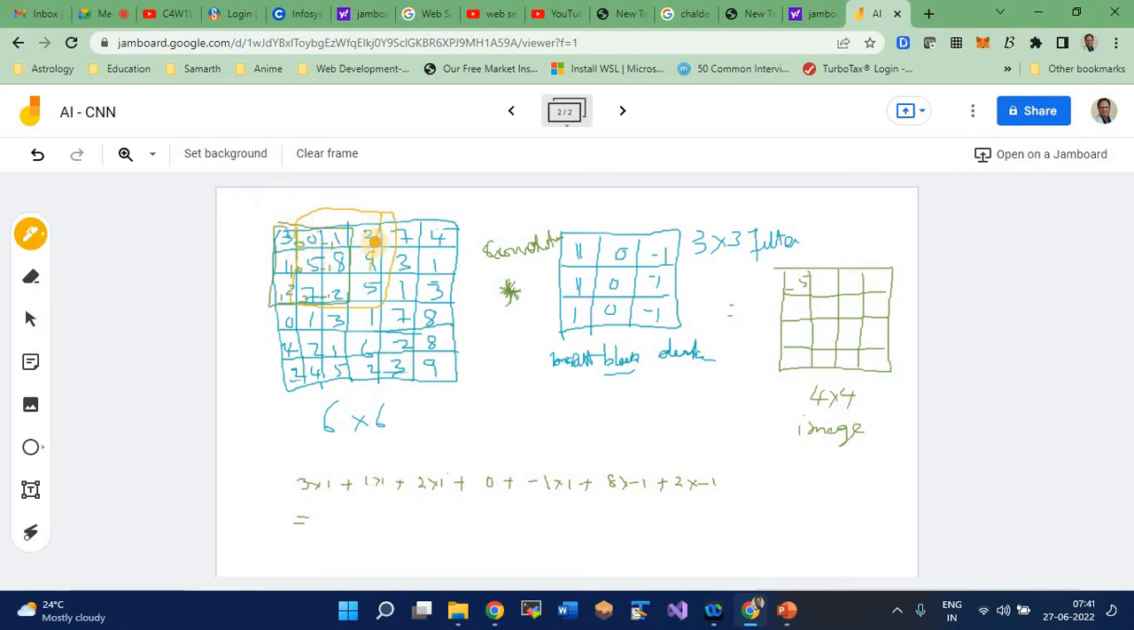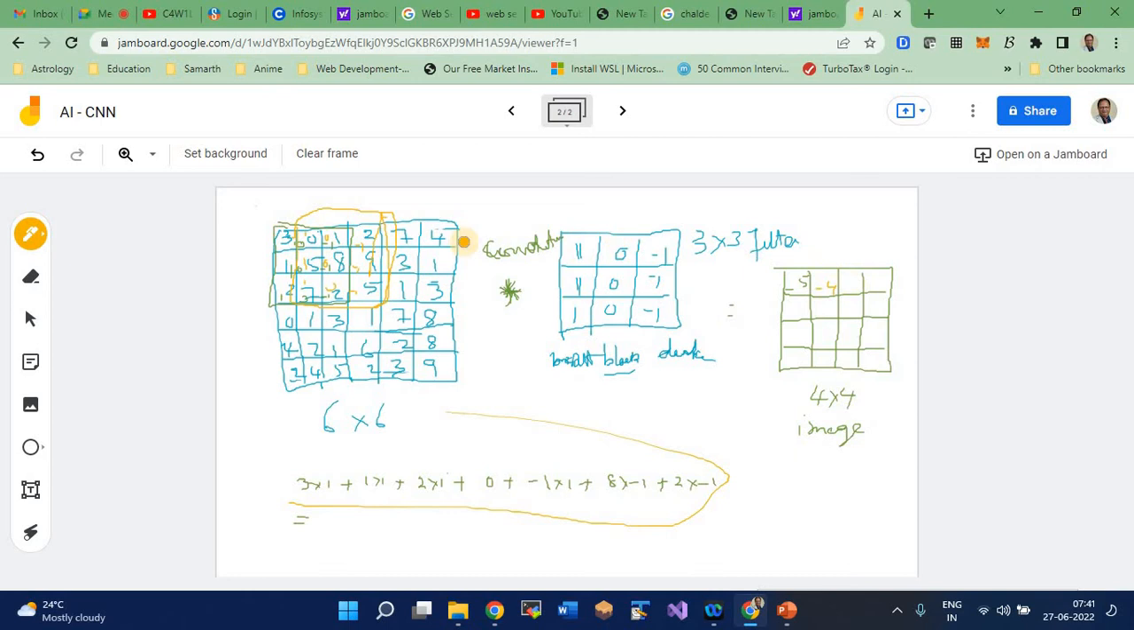This part of it. Now I will apply the same thing. What I will do is I will apply 1 1 1 0 0 0 minus 1 minus 1 minus 1, and I will do the same kind of math. Then I should be getting minus 4.